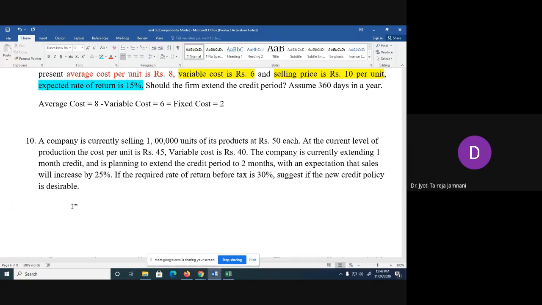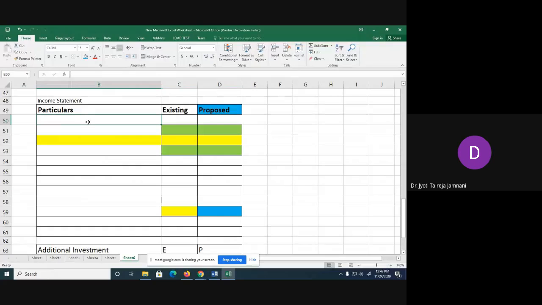We prepare the income statement. First, we take sales. 1 lakh units are sold at rupees 50 per unit is what was told. So 1 lakh into 50, you get 50 lakhs.